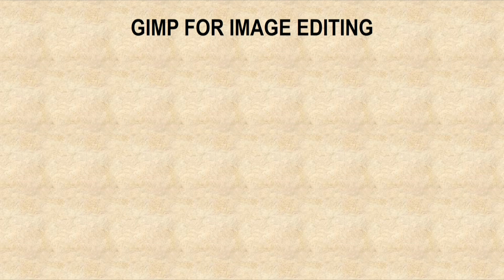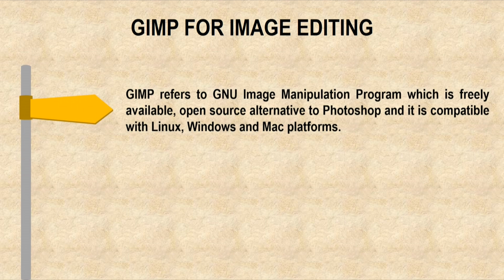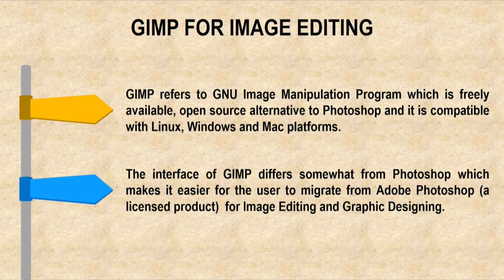Gimp for image editing. Gimp refers to GNU Image Manipulation Program, which is a freely available, open source alternative to Photoshop, and it is compatible with different operating systems like Linux, Windows and Mac. The interface of Gimp differs slightly from Photoshop, which is a licensed product for doing image editing tasks. So, it makes it easier for a beginner to migrate from this licensed product to the Gimp working environment.